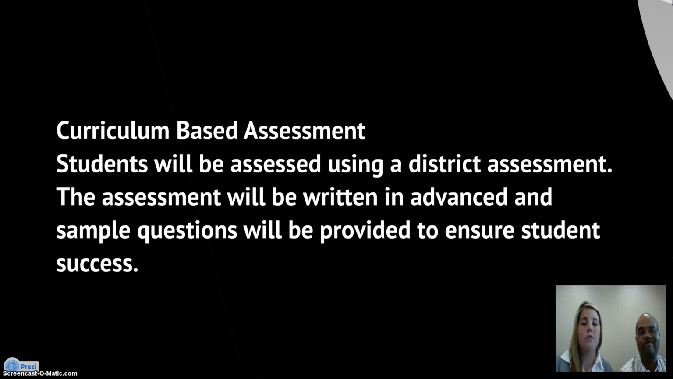Curriculum-based assessments are often designed at the district level. These assessments are written in advance and sample questions are provided to teachers to help them prepare students. These assessments are often given at 6-week, 9-week, and semester benchmarks to determine where students are and what strategies we need to use to prepare them for what's coming next.